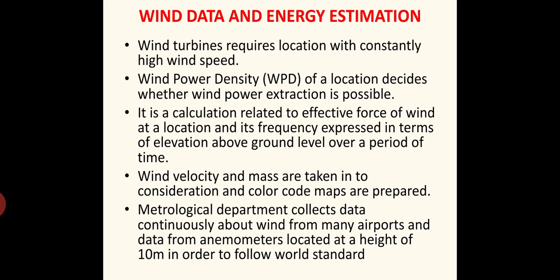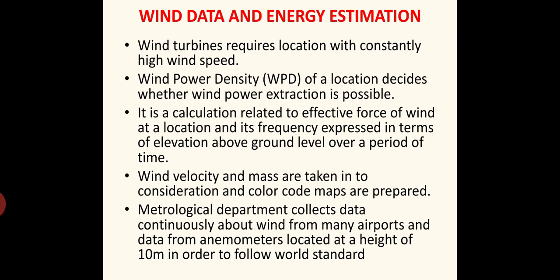Wind power density is a calculation related to the effective force of wind at a location and its frequency, expressed in terms of elevation above the ground level over a period of time. Simply, it is the wind power per unit area. The blades are facing the wind, so wind will be striking a particular area, usually pi by 4 d square, where d is the diameter of the wind blades. So that means wind strikes a circular area over the blades. The power generated by the windmill divided by that area is known as the wind power density.